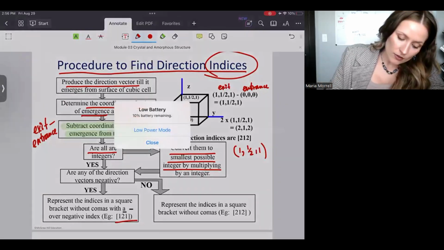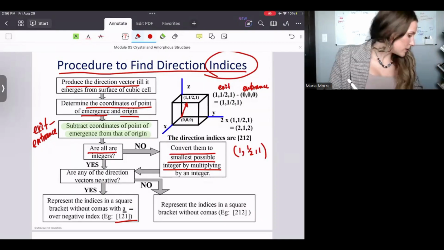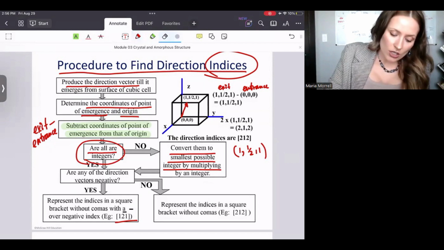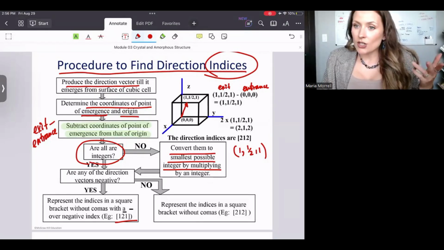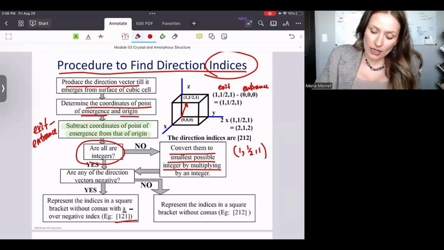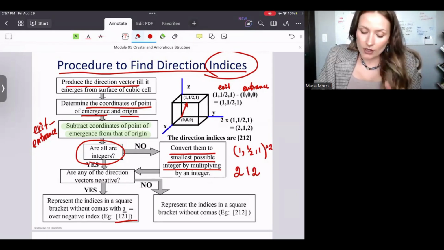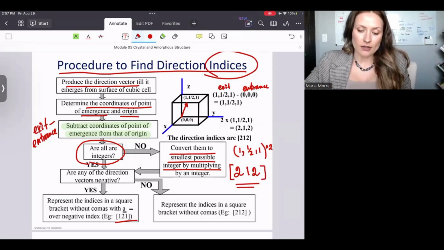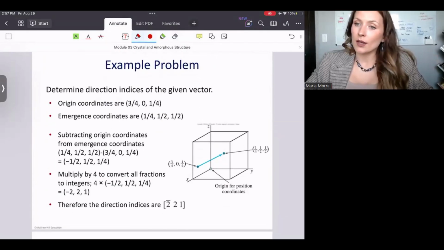Next question is right here. I'm now in here, and the question is, are all numbers integers? And no, one of my numbers is actually a fraction. So what I need to do is multiply it by 2, right? And I end up with 2, 1, and 2. Now all numbers are integers, so I can put the square brackets, and that is going to be my answer.